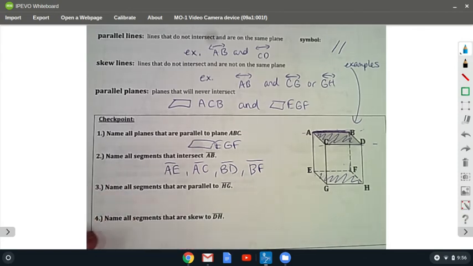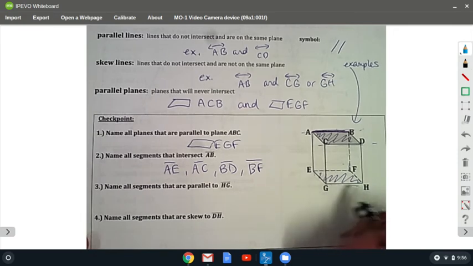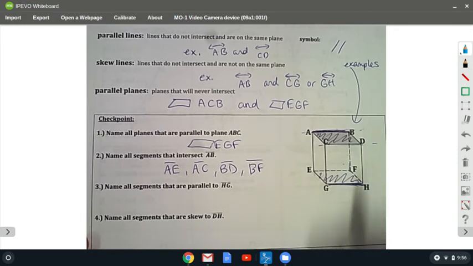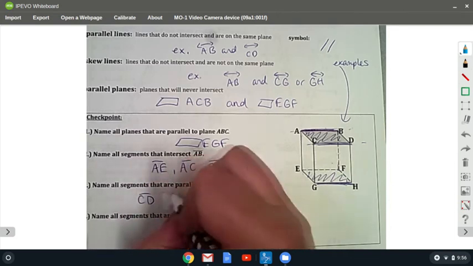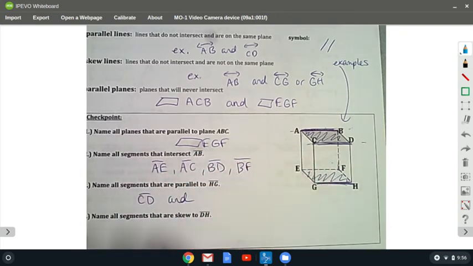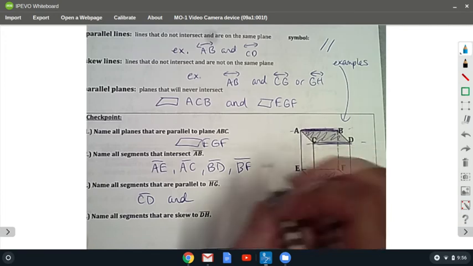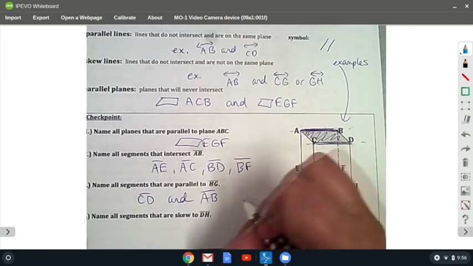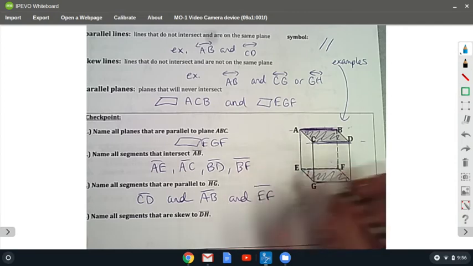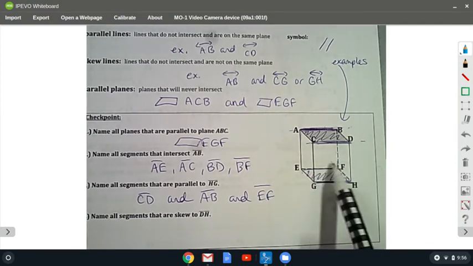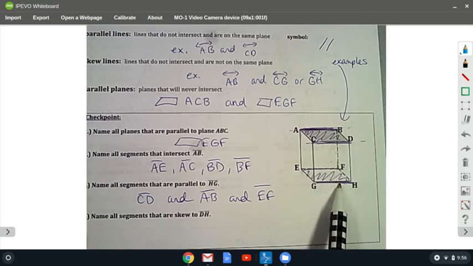Name all segments that are parallel to HG. So here's HG. We can say that CD is parallel to it. We could also say that AB is parallel to it. And we can also say EF. They're never going to intersect and they are parallel. So this is parallel on the bottom plane, side plane, okay?